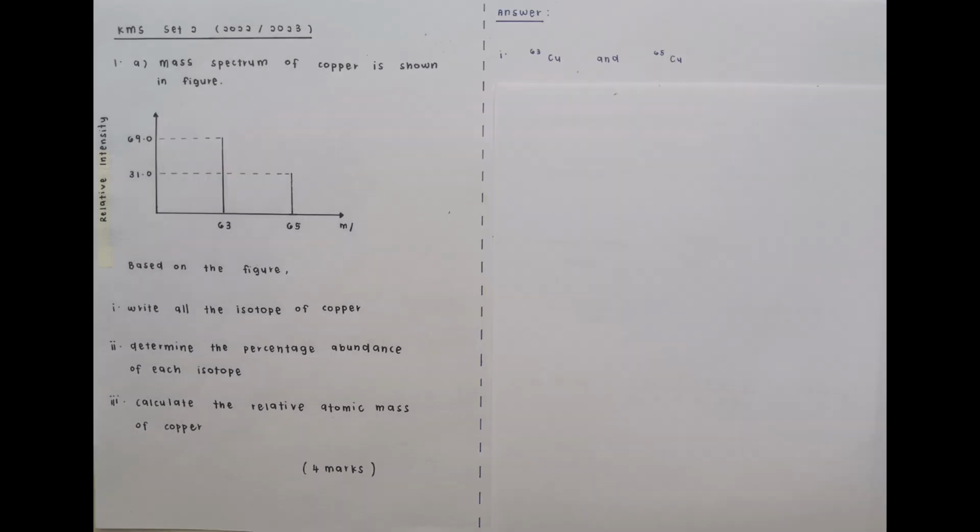From the mass spectrum, there are two isotopic masses for copper, which means there are two isotopes for copper. So we write the symbol of copper, then write their isotopic mass as their nucleon number. That's it. We move to the next question.